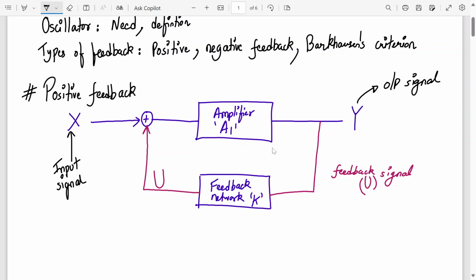In positive feedback, if my input and the feedback signal are additive, both are added, so this becomes X plus U, then it's a positive feedback. Whenever the feedback signal gets added to the input signal, it's a positive feedback. Did you understand this? Understood this?